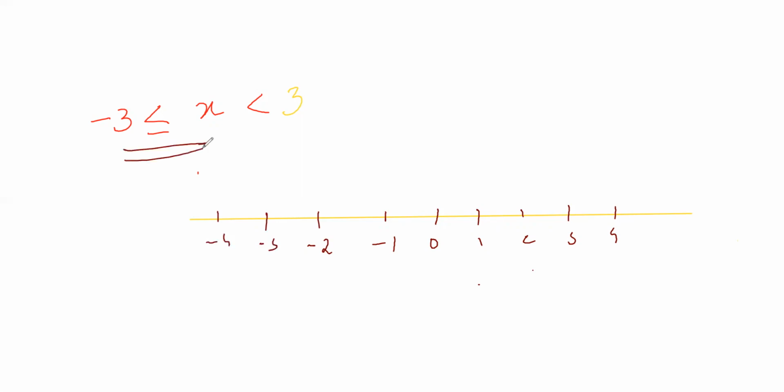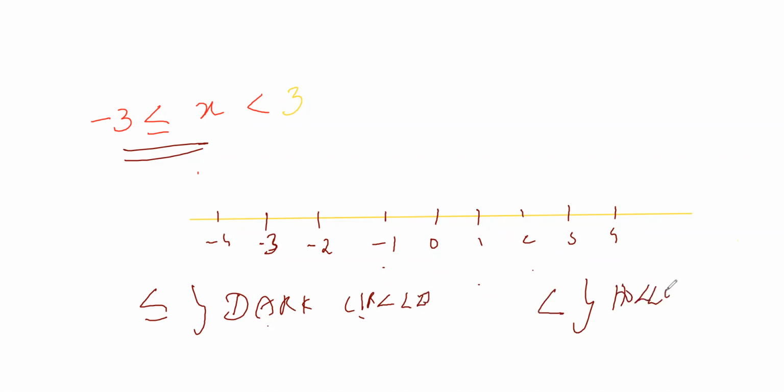Less than or equal to. Correct? So x should range from what? -3 to 3. Correct? -3 to 3. So -3 is here to 3. But what is the symbol for -3? It is less than or equal to. I told you if it's less than or equal to, put what? Hollow circles? Is it so? The dark circles you have to put for less than or equal to.